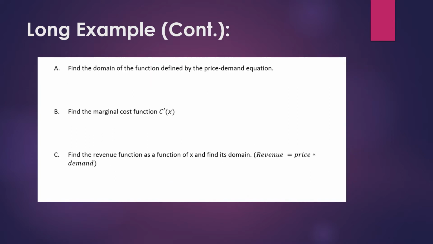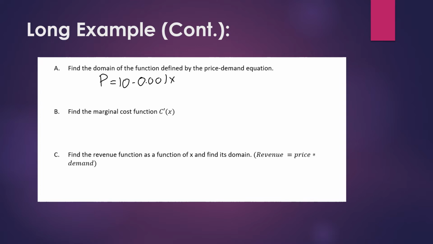Continuing our problem, for A, it says find the domain of the function defined by the price-demand equation. If we take a look at the price, we said it was 10 minus 0.001x, where p is the price and x is our demand. To find a domain, in theory, there is no restriction here. x can be any number, and then p would be the output. But in reality, we do have a restriction on our price. We don't want the price to be 0 or negative because we want to charge something for our item. We don't want to give it away for free. We also don't want to pay people to take it away. So we know that p should be greater than 0.